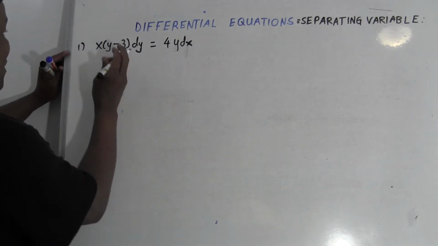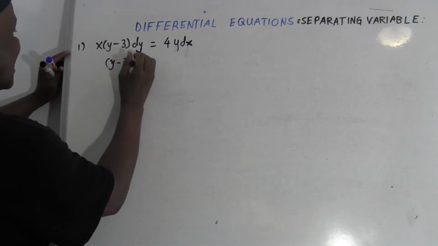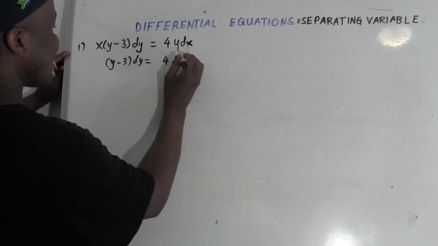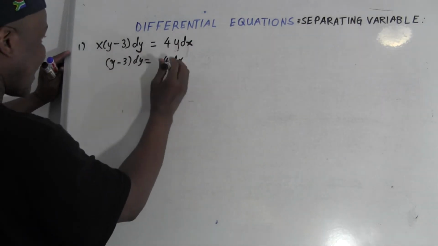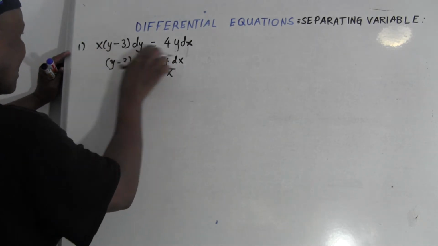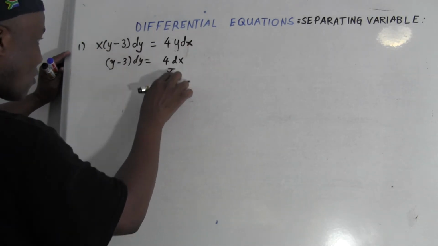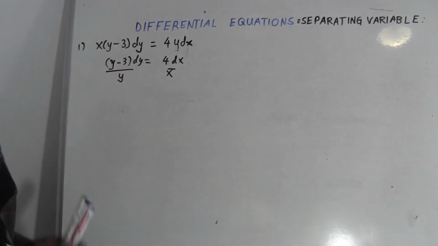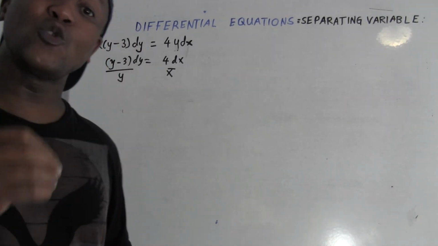So this must be y minus 3 dy over y, and this is going to be 4 dx. Dx is dx, and then divided by x. So you divide by x this side, so it's going to be 4 dx over x, and then divided by y means it's going to be over y. So for now, do not use that methodology.